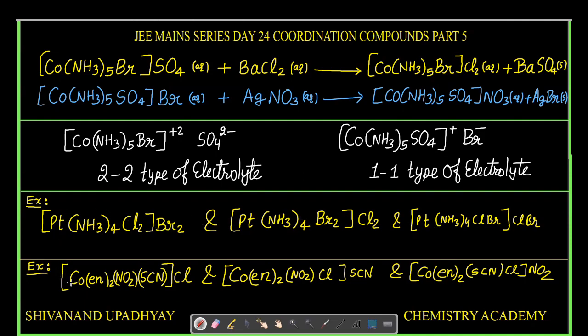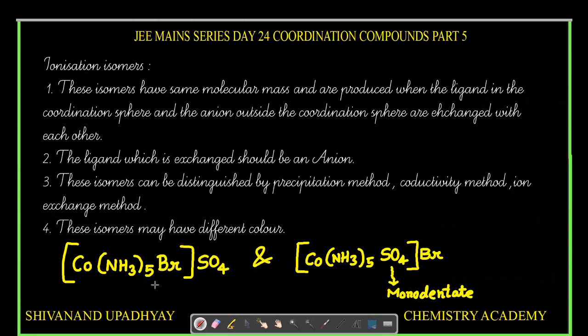Then there is a third example where the ligands which are negatively charged can be exchanged with the anion present outside. So there are again three possibilities over here. We can exchange NO2 ligands with Cl, or we can exchange SCN minus ligand with Cl, right? Based on that, there are three isomers of a compound having this formula. So this is about ionization isomerism.